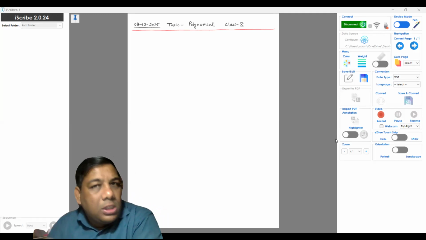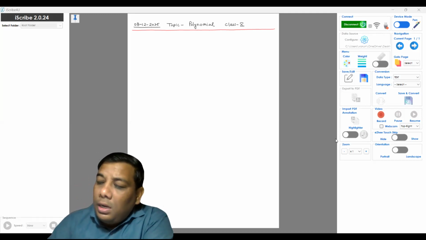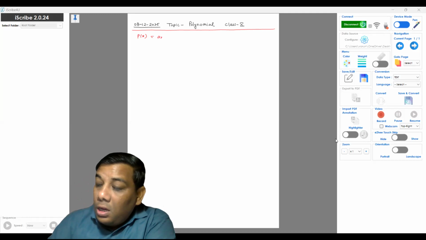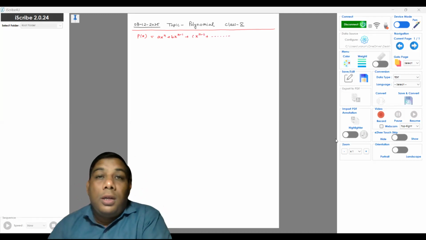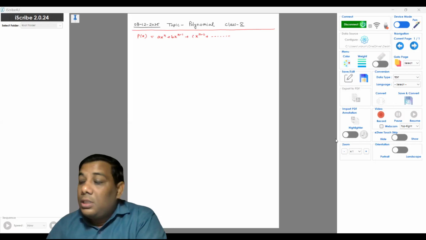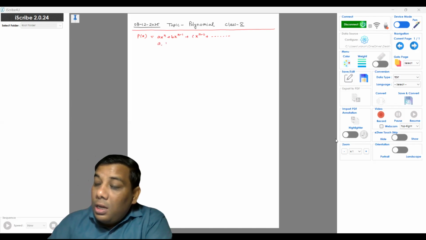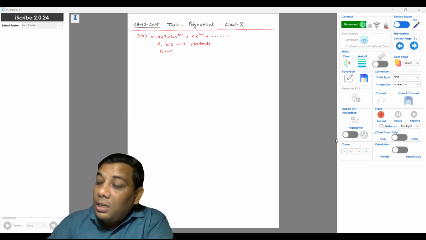Now first question is, what is a polynomial? Polynomials are algebraic expressions of the type ax^n + bx^(n-1) + cx^(n-2) and so on. This kind of expression is known as a polynomial, where a, b, c are the constants and x is the variable.